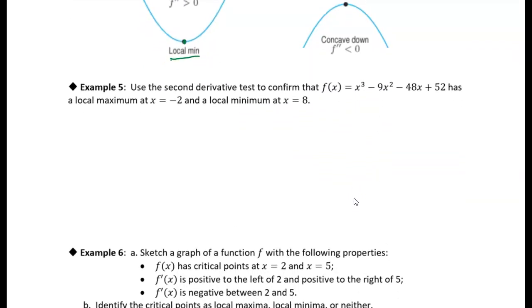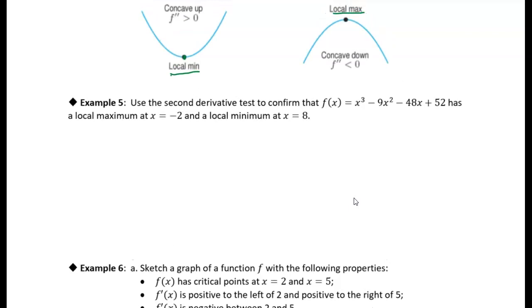So let's take a look at this same function. This is the same function that we used in example 2 and example 3, I believe. x cubed minus 9x squared minus 48x plus 52. And we want to use the second derivative test to confirm that we have a local maximum at x equals -2 and a local minimum at x equals 8. We've really already confirmed it with the first derivative test. Now we're just going to apply the second derivative test.